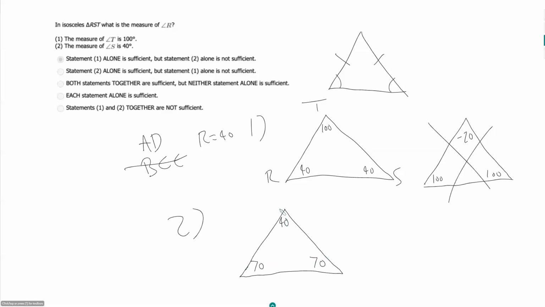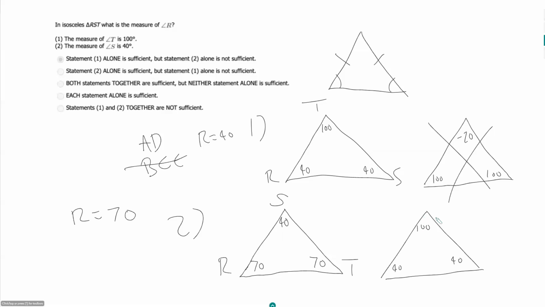So in this case, I only have one 40-degree angle, so that has to be my S. I don't know which one of these is R and which one is T, but again, it doesn't matter. The point is R would have to be equal to 70. Or I can have a triangle that looks like this, where my 40-degree angles are down here. So this is the same triangle as here, and this is the 100.